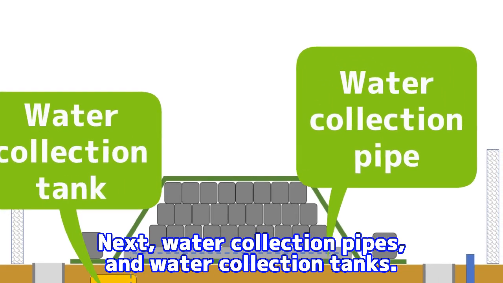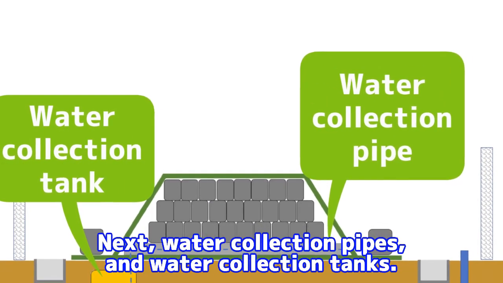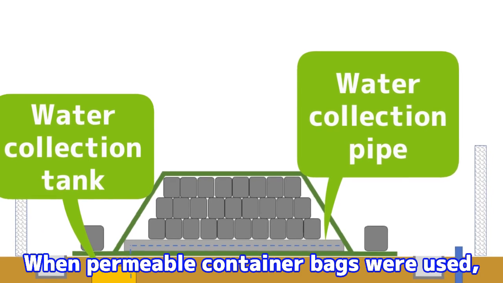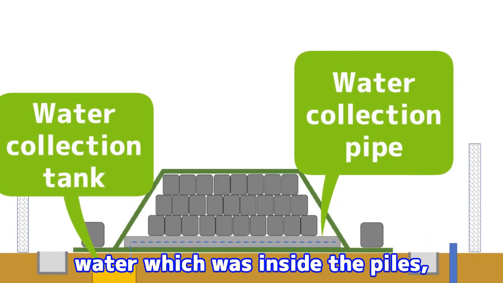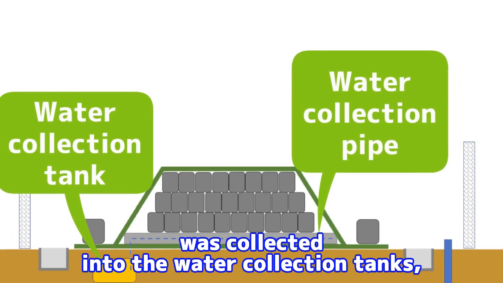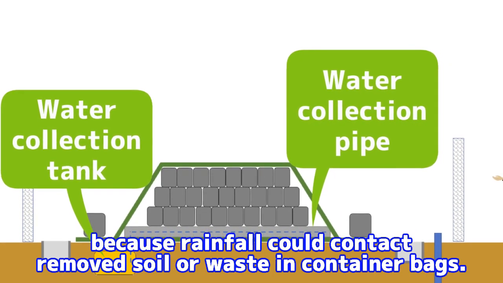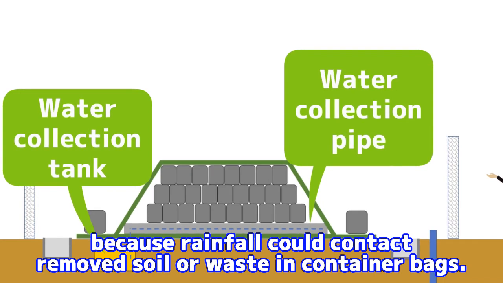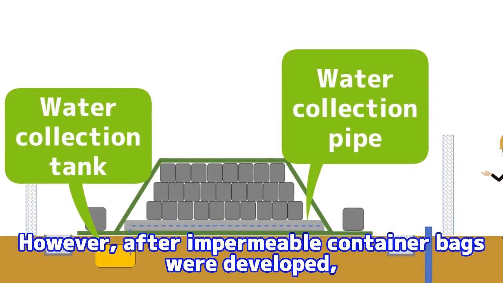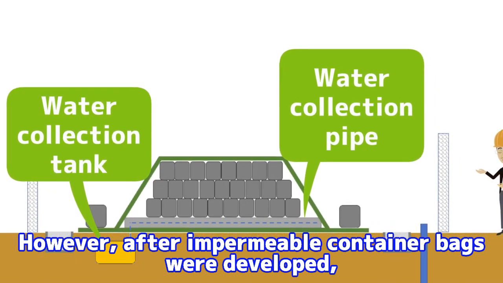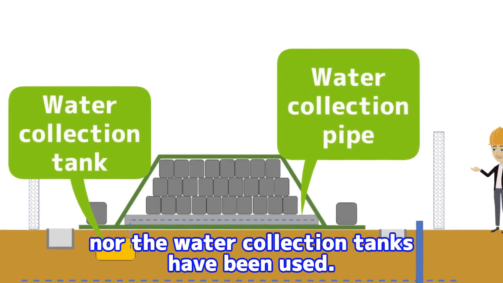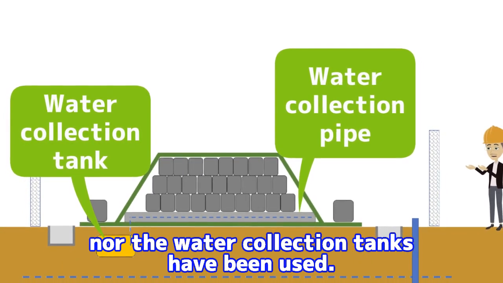Next, water collection pipes and water collection tanks. When permeable container bags were used, water inside the piles was collected into the water collection tanks, because rainfall could contact removed soil or waste in container bags. However, after impermeable container bags were developed, neither the water collection pipes nor the water collection tanks have been used.